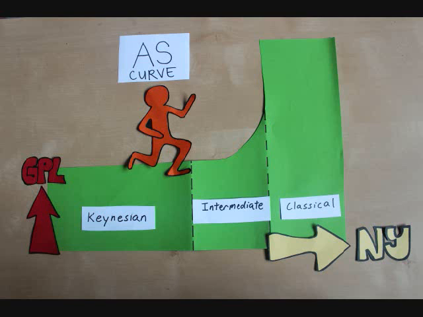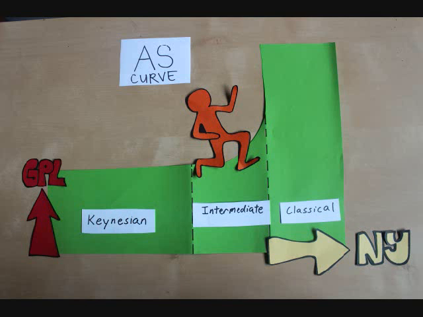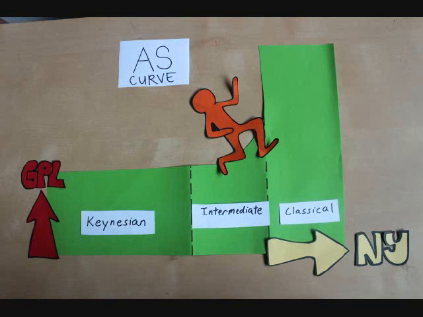When the economy is operating in the intermediate range, it is approaching full capacity. Hence, as national income increases, prices will rise as well.